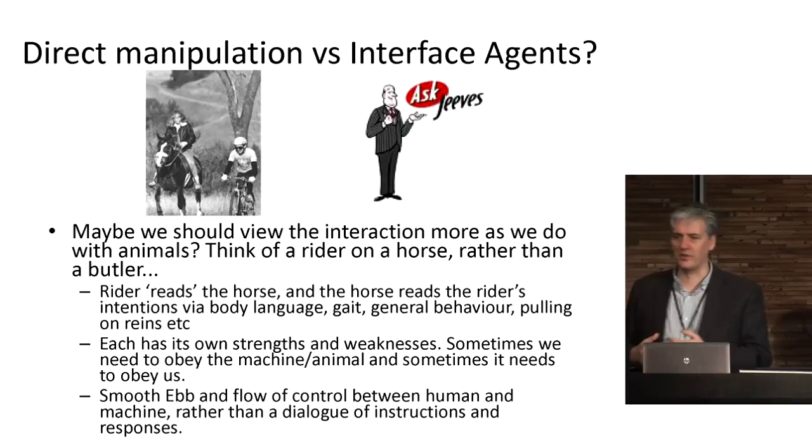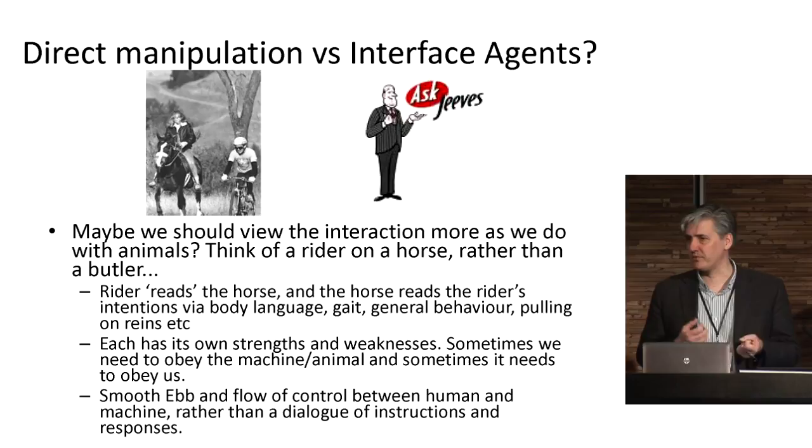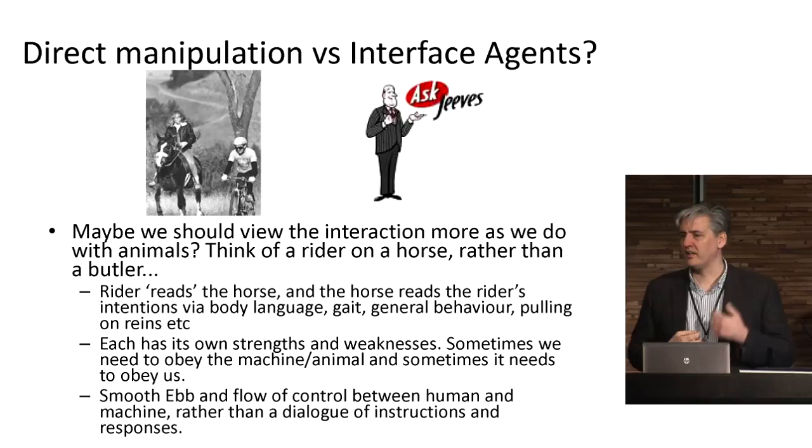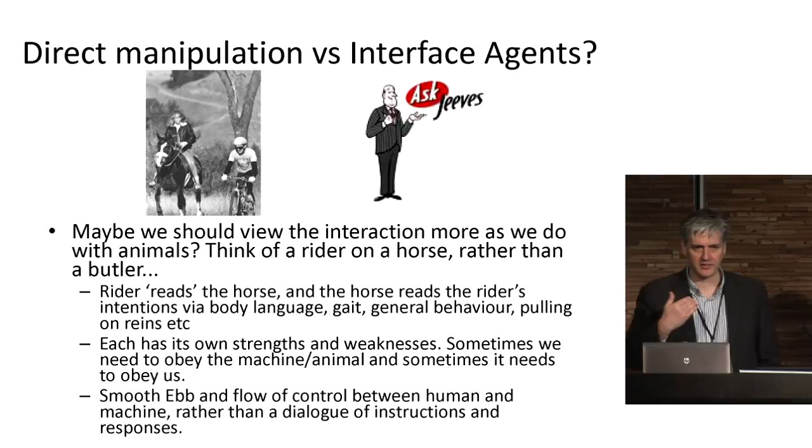So should we be thinking about the technical system as being more like the horse, and then look at how you can pull the reins? Because sometimes you want to have tight rein control where you tell the horse exactly where you want to go. Other times you're prepared to have loose rein control and you leave things up to the horse to deal with, only intervening now and again if you want to have a change of direction. So you've got this smooth ebb and flow of control between the human and the machine, rather than a dialogue of instructions and responses.